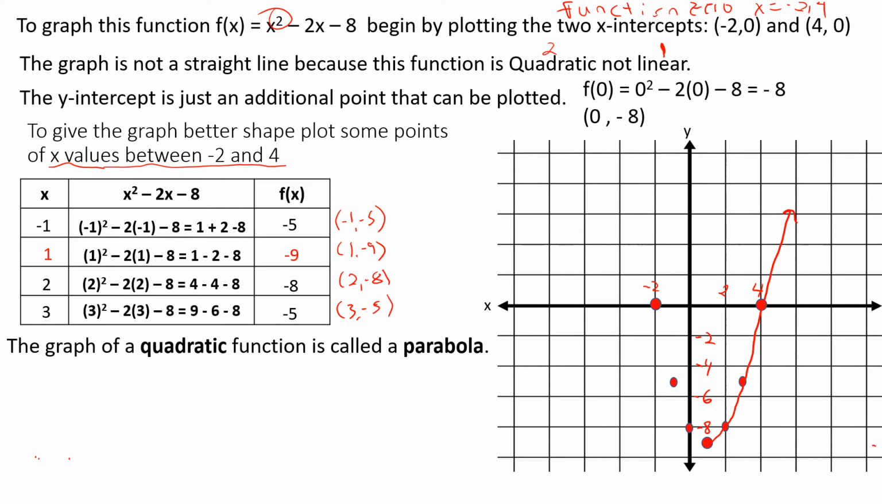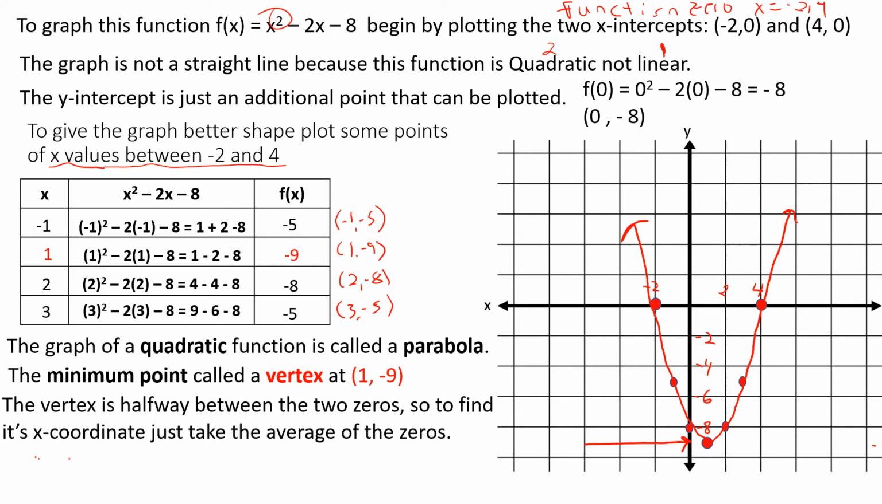And you can see you end up with a graph like this. This is called a parabola. So with quadratic equations, you're always going to end up with a parabola. And a parabola has a minimum point that's called the vertex. The minimum point is called the vertex. So this point right there, this last point at the very bottom where they both come together, that's the vertex, which is (1, -9).